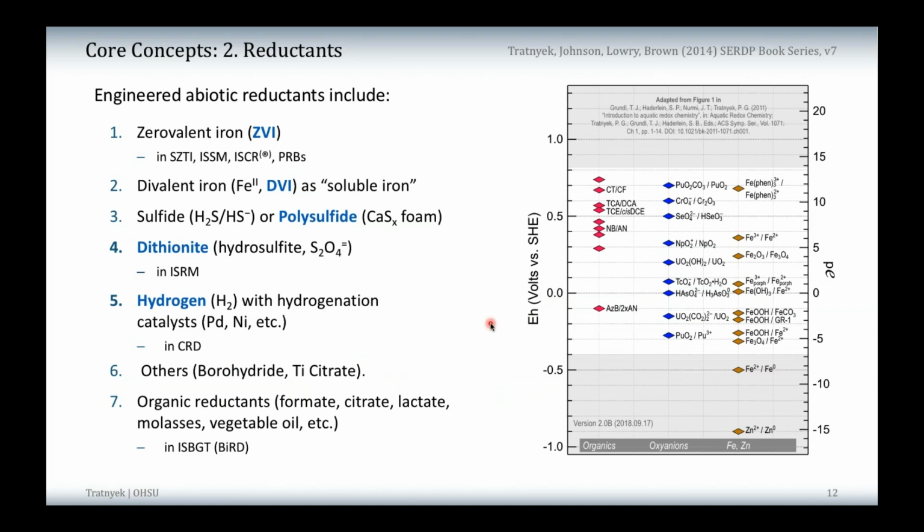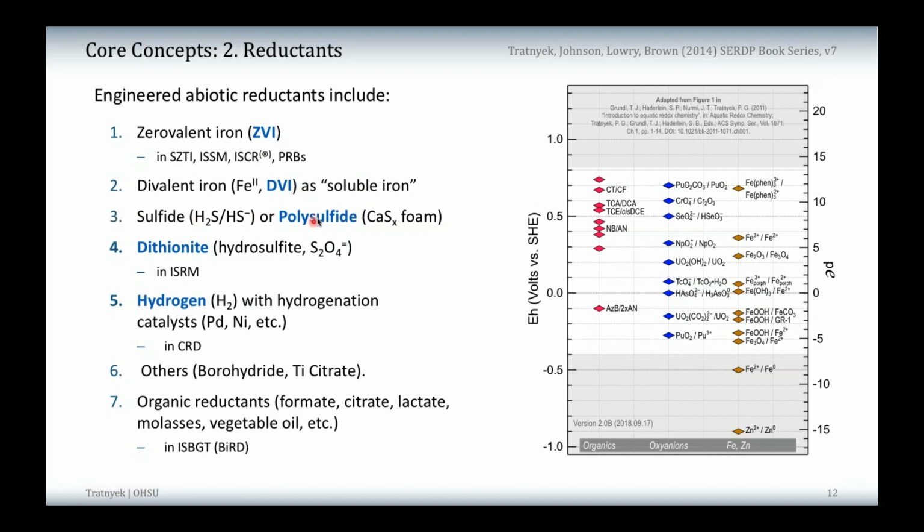Okay, so now on to core concepts. The abiotic reductants. So these are the engineered reductants. ZVI is clearly the one that's first on the list. I already introduced the idea that iron 2 would be the other analog. This has been referred to, I think, by Dick Brown as soluble iron. I'm still waiting to find a vendor that's selling some sort of chelated stabilized version of iron 2 for in situ reduction, but that presumably will be available soon, though off the top of my head, I couldn't think of one.